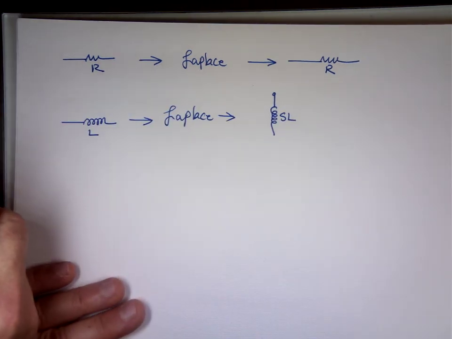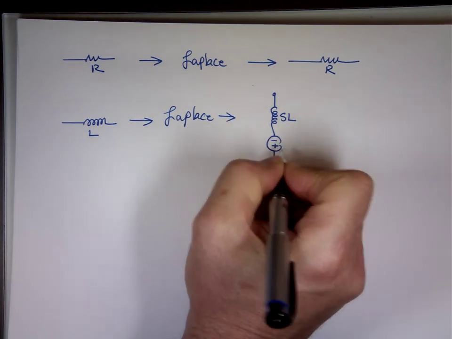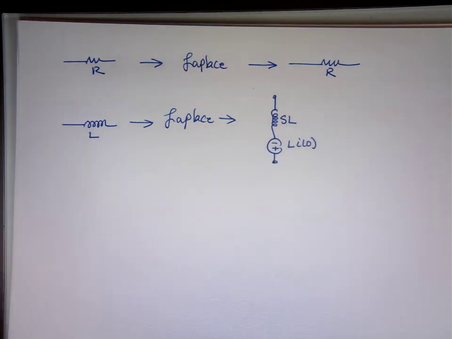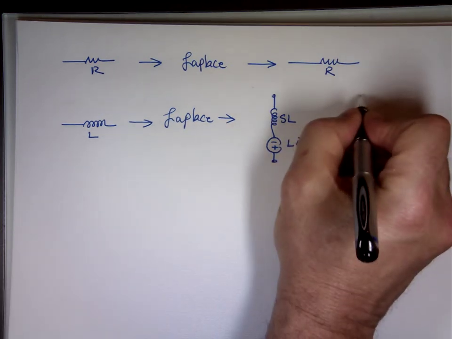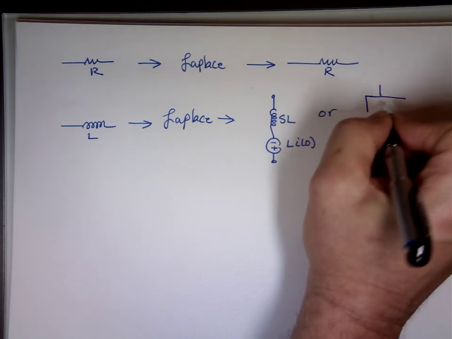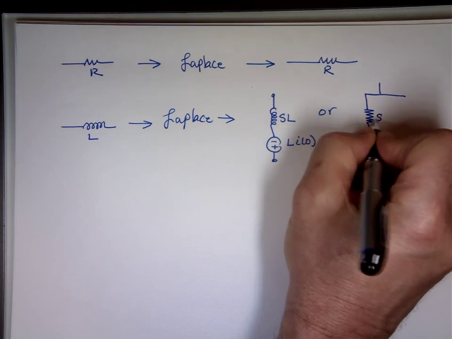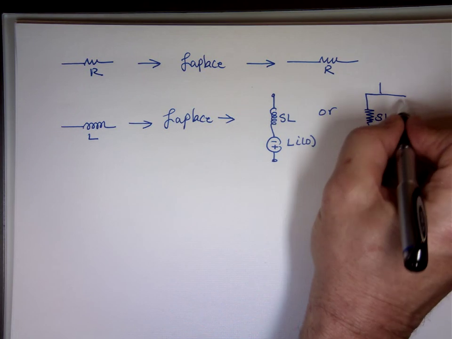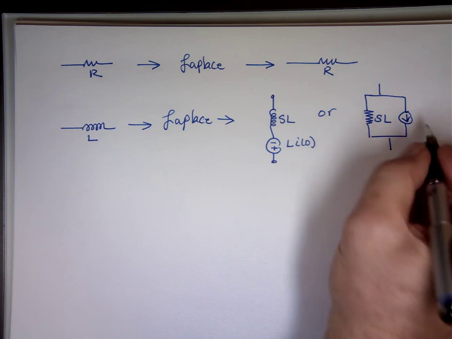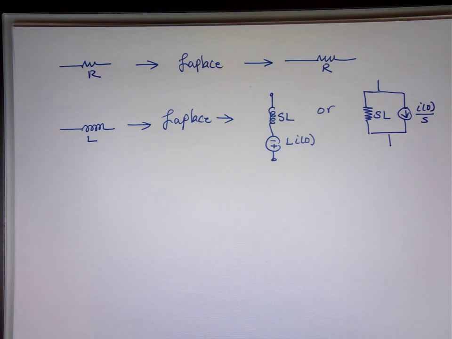with a value minus to plus L I sub 0, or you can replace it with this circuit of SL, with the current source pointing down, we just derived that one, of I sub 0 over S. You have a choice. Which one makes it easy?